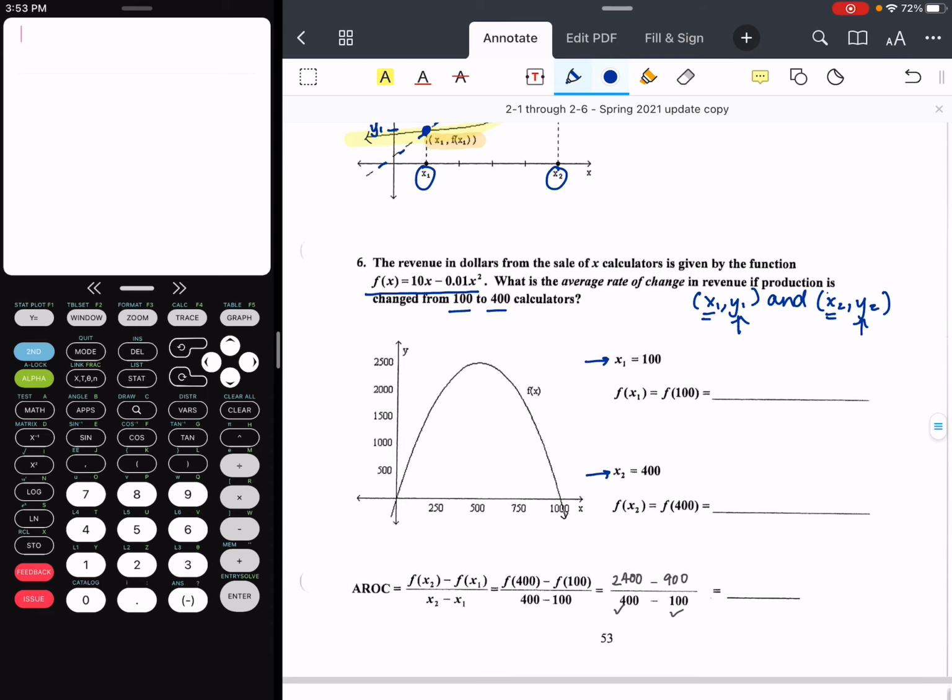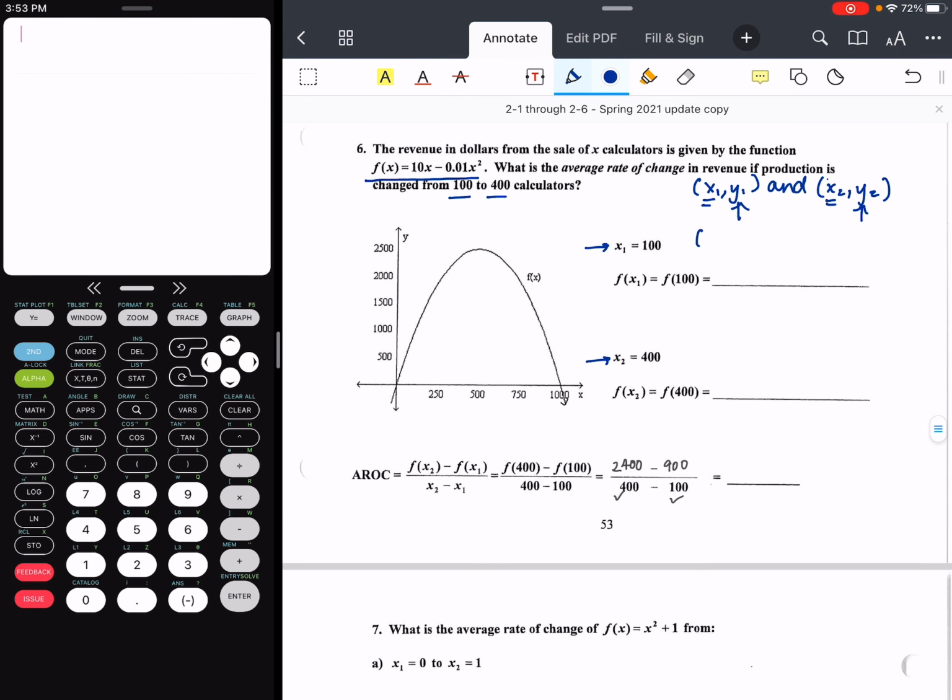So the only new thing is, for our first point, we have 100, but I don't have my y value, right? So to find my y value, I can evaluate my function at 100. So I can take f of 100, which would be, on my calculator, 10 times 100 minus 0.01 times 100 squared. And that gives me a y value of 900. So I'm just plugging 100 into this function, right? So what I just found out is that I have the ordered pair 100, 900.